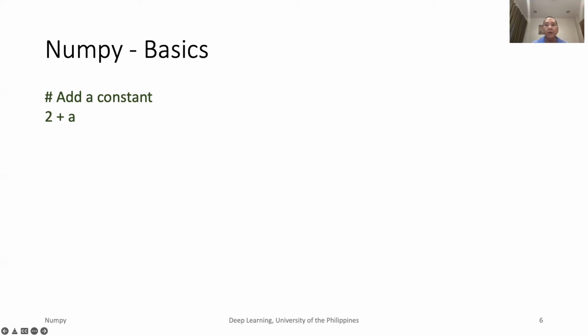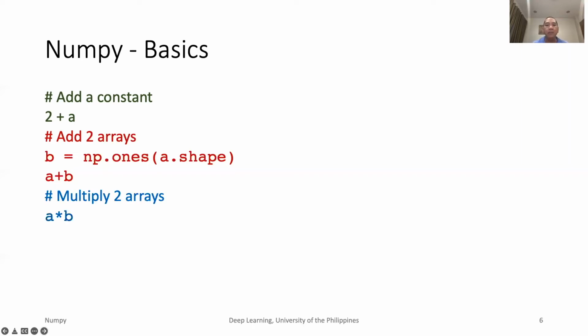We can also add 2 arrays element-wise. Let us first create another array. In this case, we create an array full of 1s with the same shape as A. We can also do element-wise multiplication, also known as the Hadamard product.